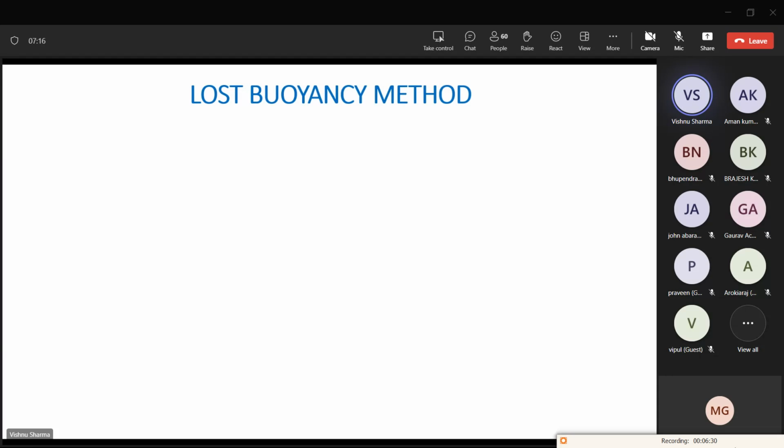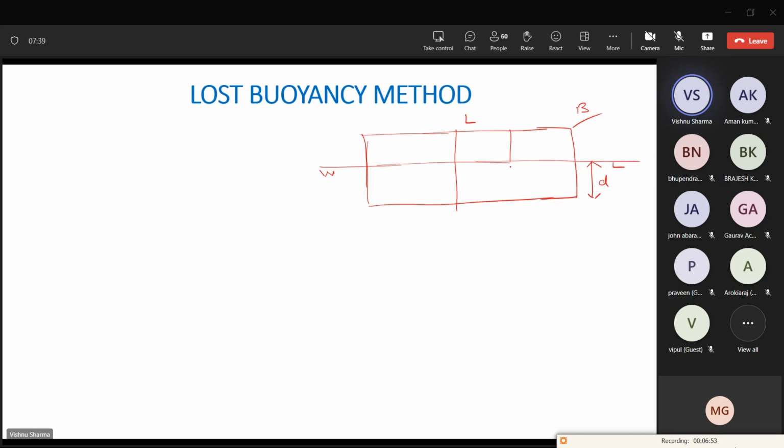Now, we go back to the same diagram that I had drawn there. I have the ship, length L, breadth B, floating at WL at draft D. It has an empty midship compartment of length small l and breadth small b. This compartment gets bilged.